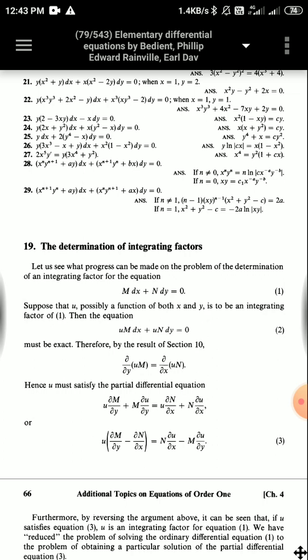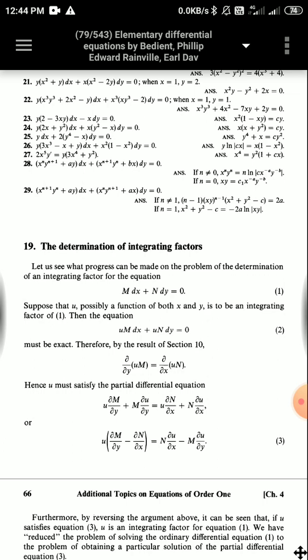Now, in this lecture we study the determination of integrating factor, and we will solve the problems based on it. Let us see what progress can be made on the problem of determination of an integrating factor for the equation M dx plus N dy equal to 0.